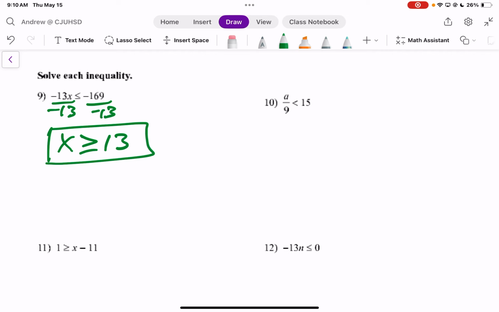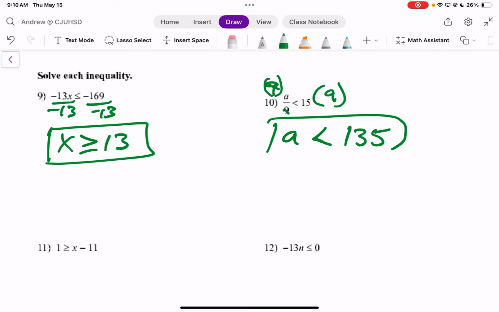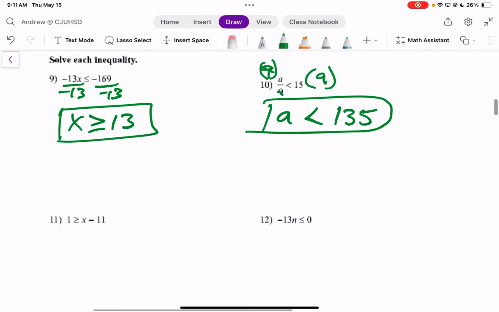Now, these ones just say solve each inequality. They don't say graph it. The ones at the bottom will graph. Okay, number 10, you would multiply by 9. Because you multiplied by a positive number, the inequality stays the same. 15 times 9, 135. So they act just like equations, except if you divide or multiply by a negative. If you add something, that will never switch it around.